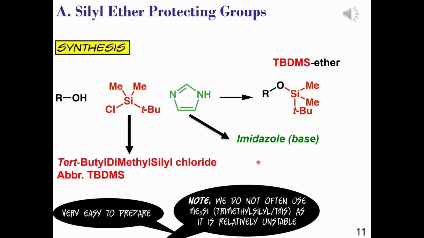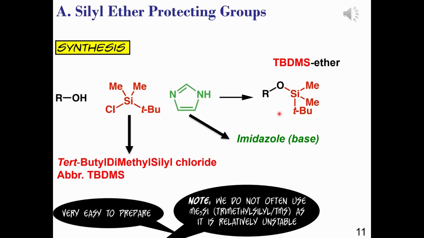The OH group reacts with silicon, and this forms a very strong bond, as previously mentioned, and the chloride is kicked out. When the chloride is kicked out, this deprotonates the hydrogen, forming a molecule of HCl. The additional HCl that is generated in situ by this reaction is neutralized by the imidazole base, and this avoids it reacting with the alcohol.